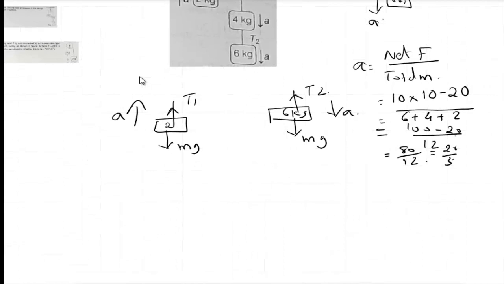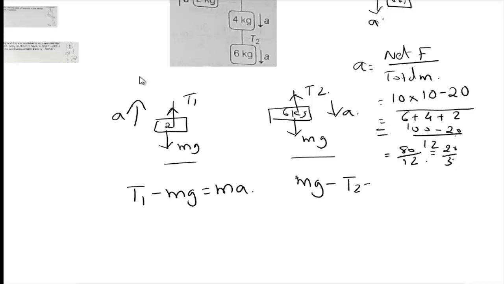Now we need to find out T1 and T2. From these two free body diagrams, we can find the values of T1 and T2. We will try. mg is acting downwards, acceleration upwards. Therefore, I am taking that direction as positive. T1 minus mg will be equal to m into a. Here, T2 is in the upward direction, acceleration in the downward direction. Therefore, mg minus T2 will be equal to ma.